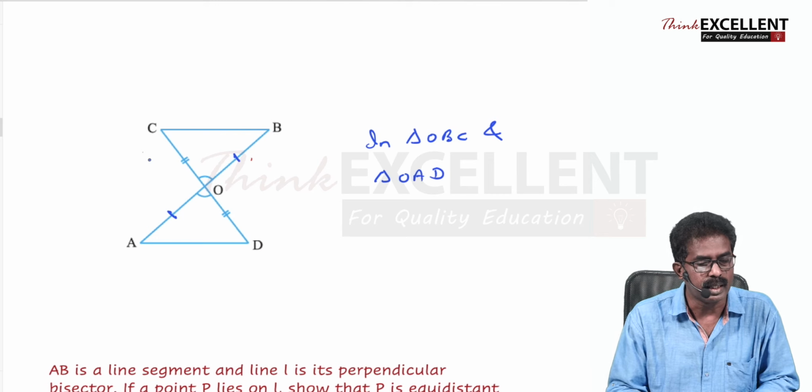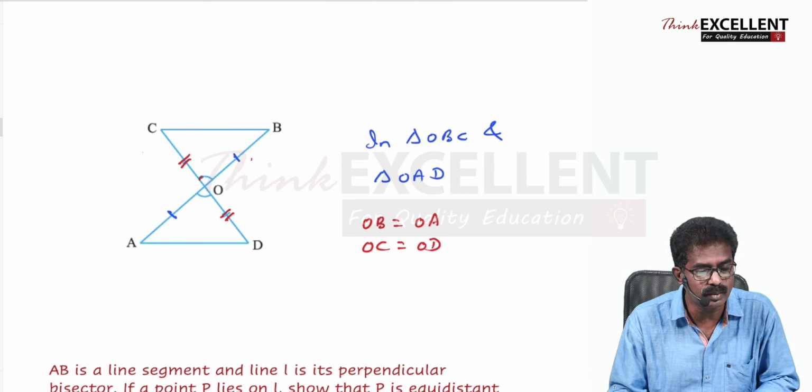OB equal to OA, right? OB equal to OA. And another two also equal, right? OC equal to OD. So two sides we got it. So can you say the included angle? That also equal. What is the reason?